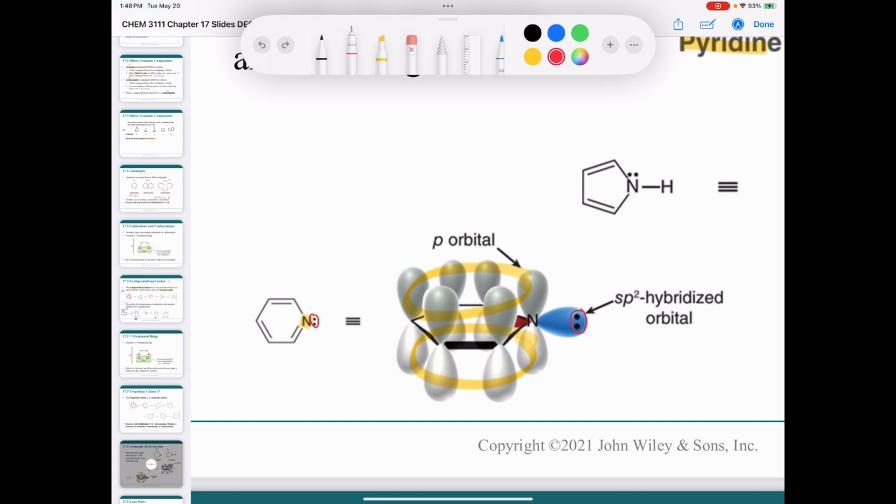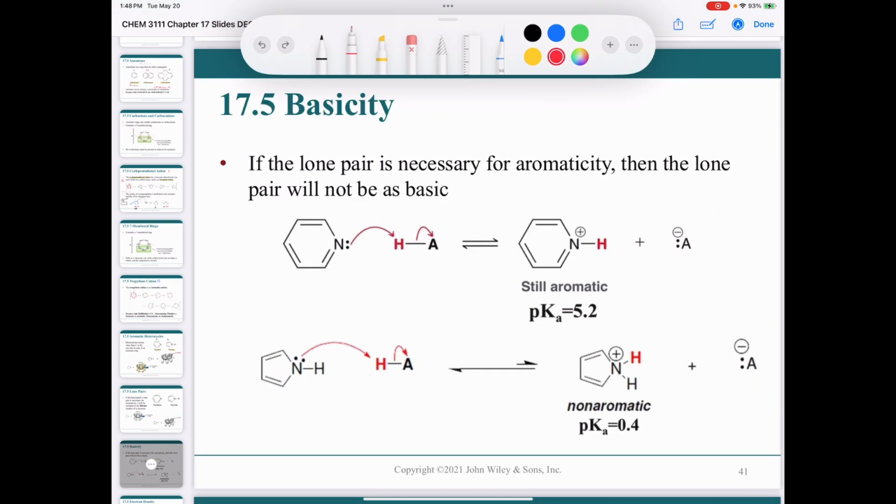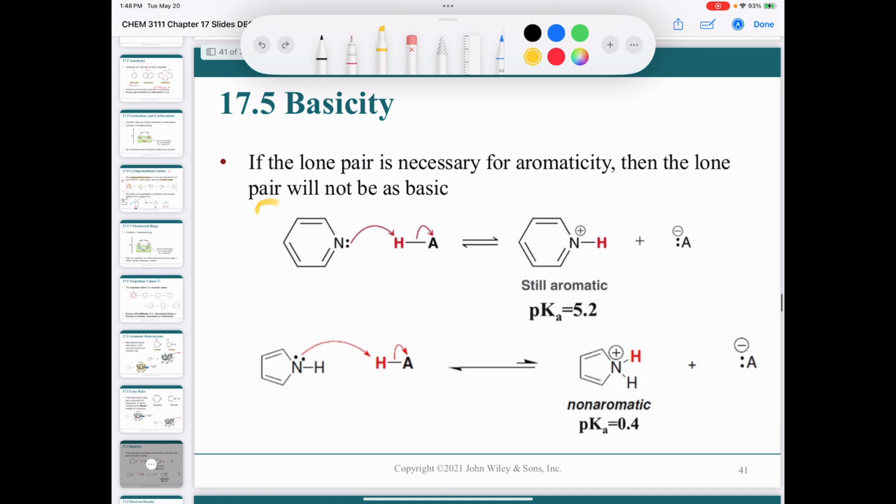Now, since the lone pair on the nitrogen in pyridine doesn't participate in resonance or aromaticity, it means that pyridine can function as a base or a proton acceptor. And we see that right here. When pyridine accepts a proton, it goes from being an aromatic compound to still an aromatic compound when we make a pyridinium ion. So pyridinium ion would be the name of this cation here. So again, pyridine is a base. Why? Because the lone pair has nothing to do with aromaticity in this specific case.